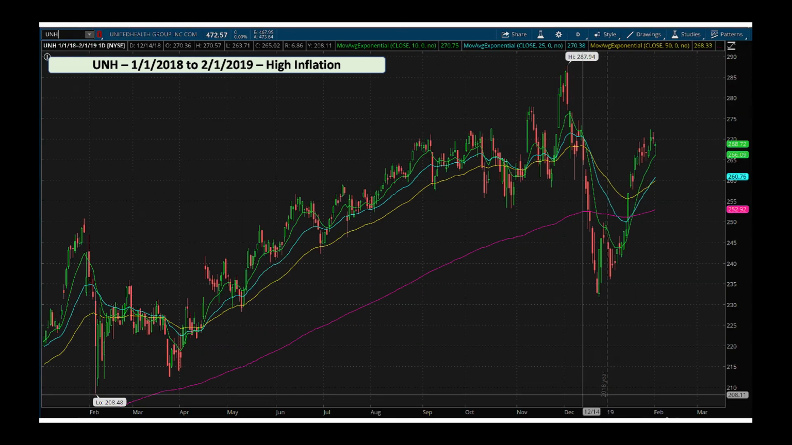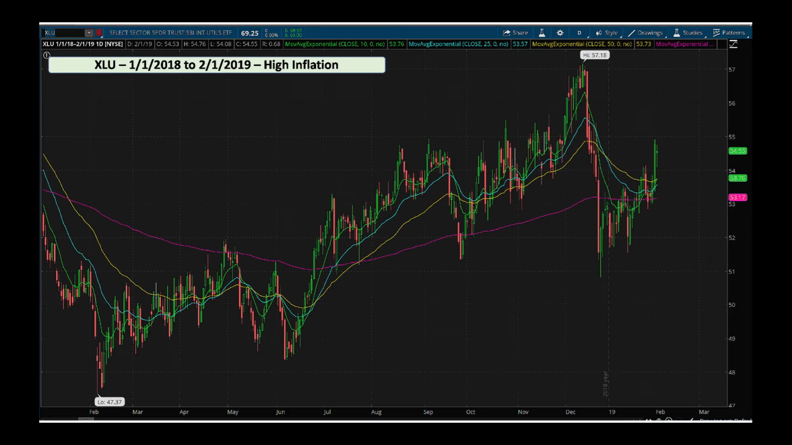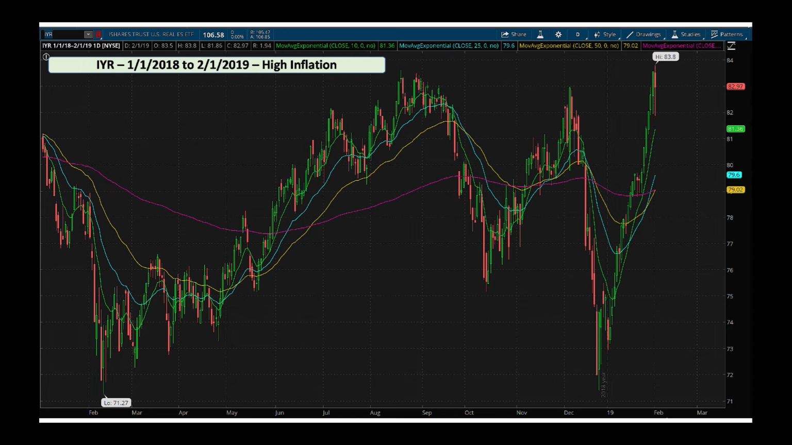And next we got here United Health. Again, healthcare, as you know, United Health also fared pretty well. It came down when the Fed made some aggressive statement, as you can see here, but overall it did very well, better than major indices here. And then we got here XLU, utilities. So utilities will do well during a high inflation environment because you need utilities, you need electricity, water, and so on and so forth. That's why even though it came tumbling down, as you can see here, it fared pretty well in 2018 high inflation. And then we got here IYR, real estate.